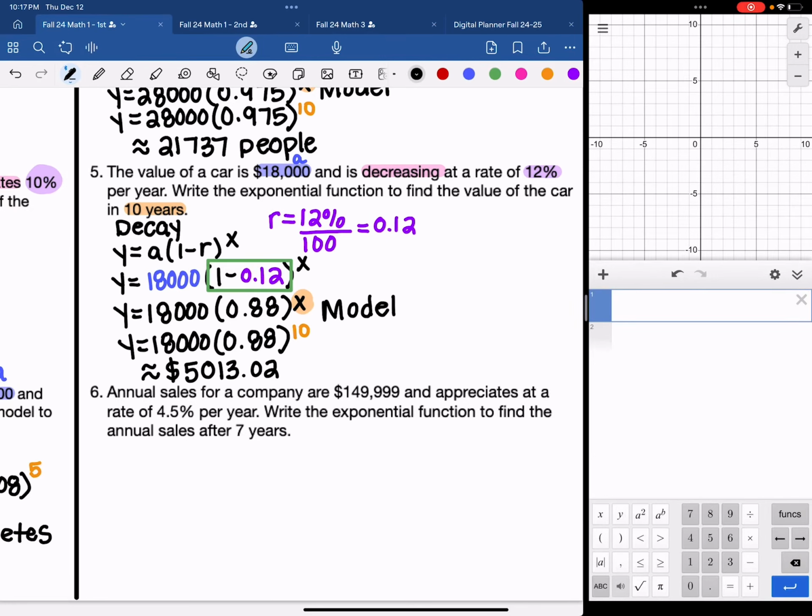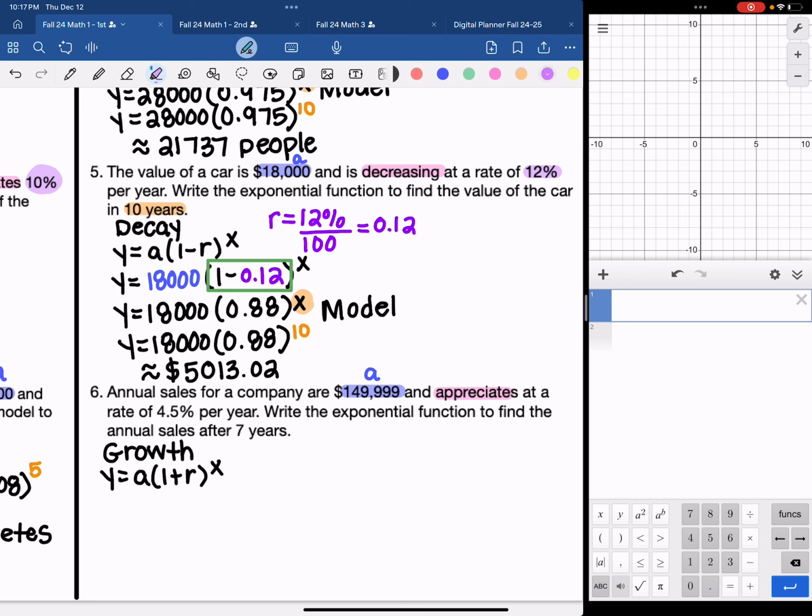All right, number 6 says the annual sales for a company is 149,999. So that's going to be our initial value. And it says in the problem that it appreciates. So whenever you see the word appreciates, that's going to mean growth. Depreciates means decay, appreciates means growth. So if it's growth, we're going to use the model 1 plus r raised to x.